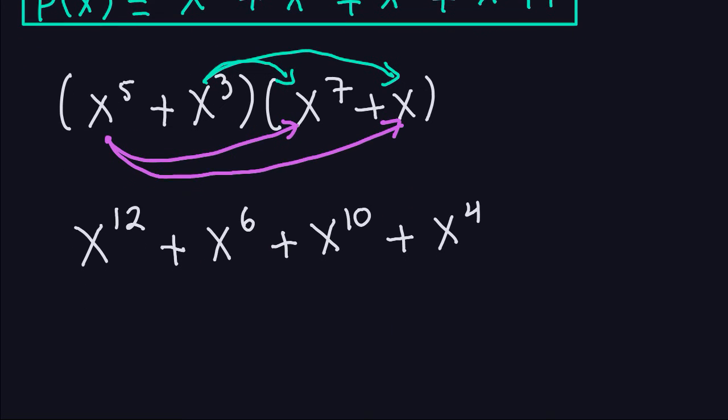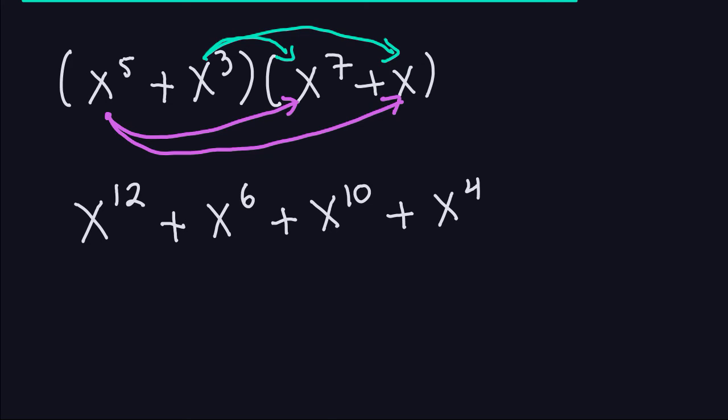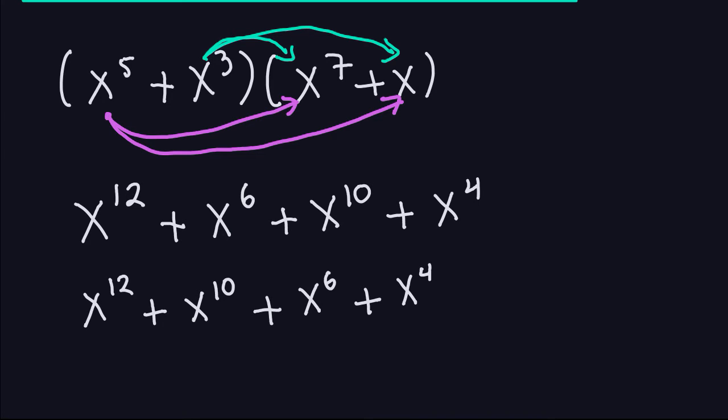Now, I'm going to organize this in decreasing order of powers. We don't have to do it, but it's better to do it that way. So let me write this down like this. It's going to be x to the 12th power plus x to the 10th, that's the next power, plus x to the 6th power plus x to the 4th power. So I have exactly the same polynomial here and here. It's just that this one is organized in decreasing order of powers.